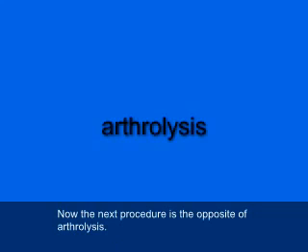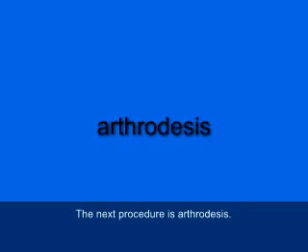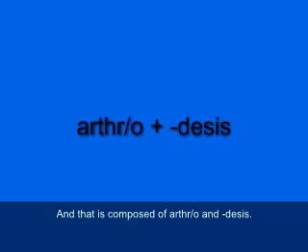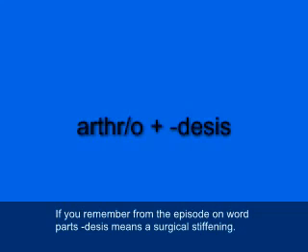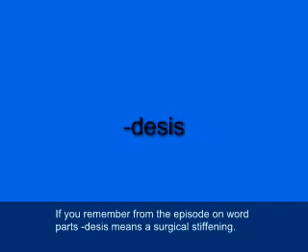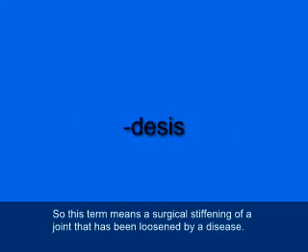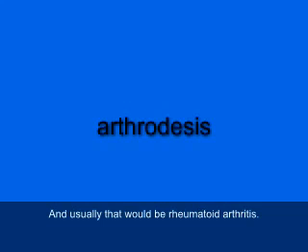Now the next procedure is the opposite of arthrolysis. The next procedure is arthrodesis. A-R-T-H-R-O-D-E-S-I-S. And that's composed of the word parts arthro, A-R-T-H-R/O, and desis, D-E-S-I-S. If you remember from the episode on word parts, desis means a surgical stiffening. So this term means a surgical stiffening of a joint that's been loosened by disease. And usually that would be rheumatoid arthritis.